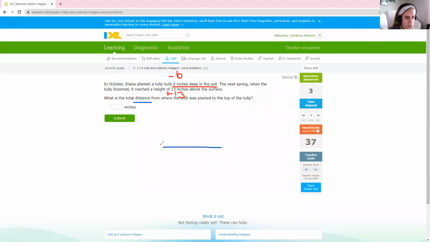Here is our soil, that's our baseline. Wait, let's make that the bright color. Here's our soil, here's the ground, that's our baseline of 0. And then underneath the soil, we planted this tulip bulb -6 inches deep. But then that tulip bulb grew, it sprouted on up. And our tulip, we'll make it a blue tulip. I'm not an artist, so just circles and lines. The tip top of our tulip is 13 inches above the soil.